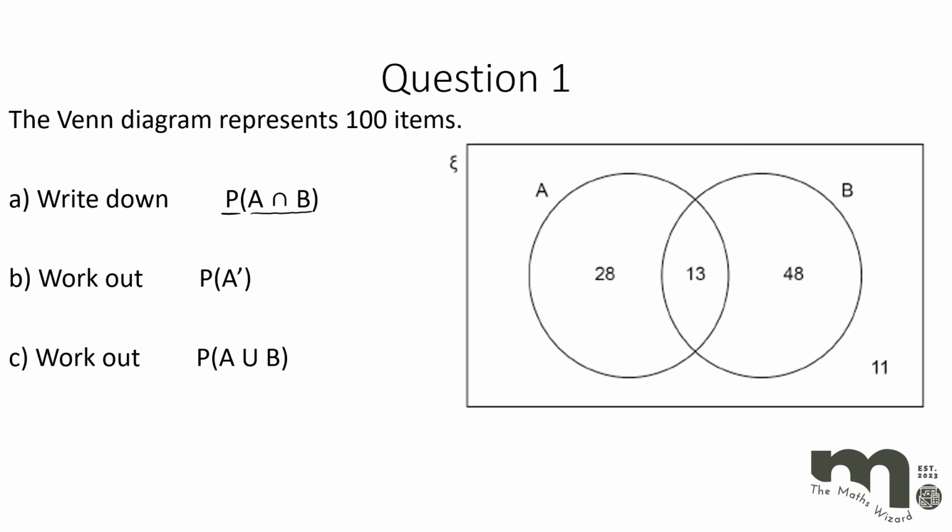So you'll notice here there's an overlap between the two circles with a 13 in the middle. So that is basically anyone that falls into A and B, or any piece of data that falls into A and B. And you can see you've got a 13 there. So there's three ways we could write this. We could write it as a fraction. So that's 13 over 100, which is the same as 0.13 or 13%.